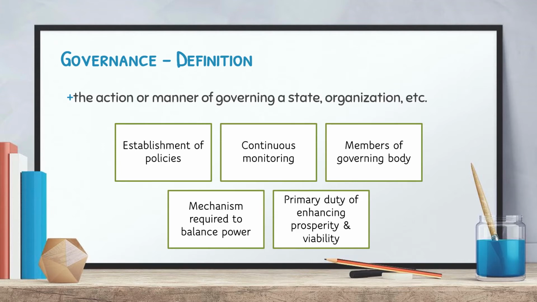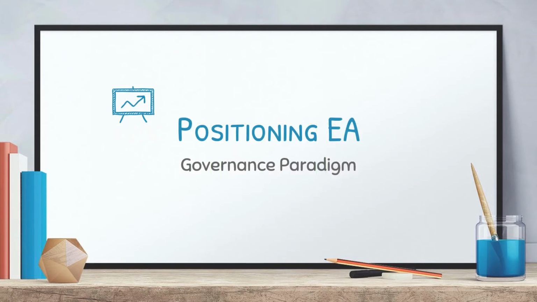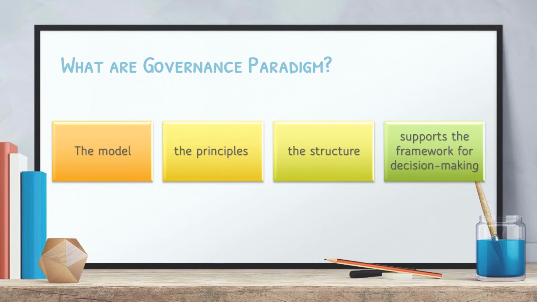So the class takes a stance that EA plays a very crucial role in the continuous improvement process of an enterprise. So we need to understand the governing role of EA, where we will discuss the governance paradigm and how we are going to apply the governance paradigm to the enterprise transformation context. Now, what is governance paradigm? It is the model, the principle, essentially the structure that supports the framework for decision making and any action within the enterprise.